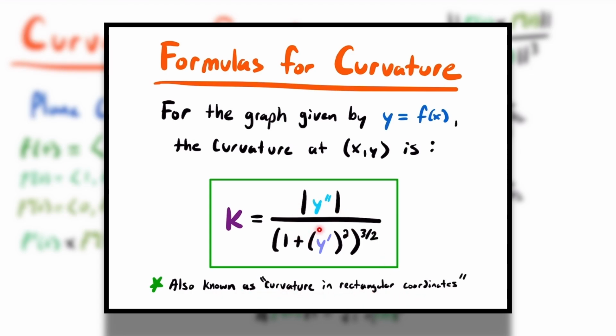Because this would be in terms of x and y, as opposed to that parameter t or the arc length parameter s. None of those parameters are present here. We're just working in terms of x and y, which are the rectangular coordinates. Okay, and so that's a wrap. We have now looked at all the different formulas for calculating curvature, and so now we can finally take a look at some examples.